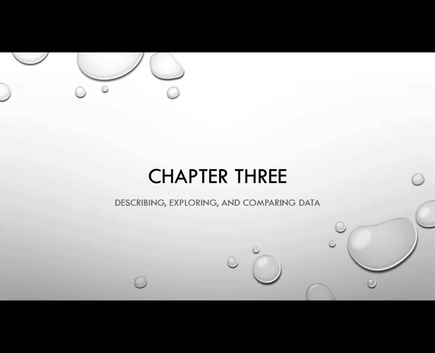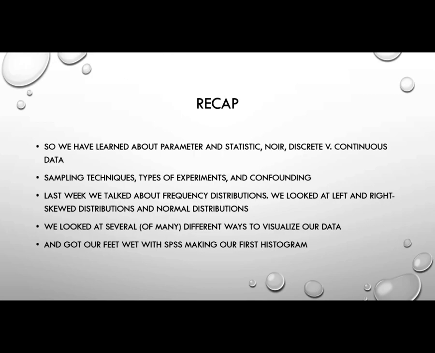Okay, so here we are in chapter 3, and I'm going to do this in 2 sections because there's kind of a natural break, the first half and the second half of this chapter. To recap, so far we've learned about parameter and statistic, the levels of measurement, NOIR, nominal, ordinal, interval, ratio, discrete versus continuous data, sampling techniques, types of experiments, and confounding.